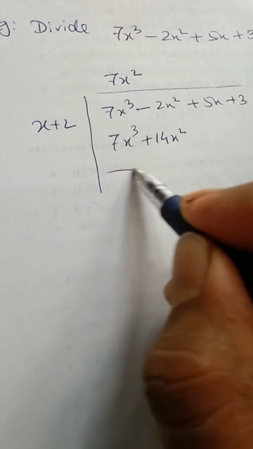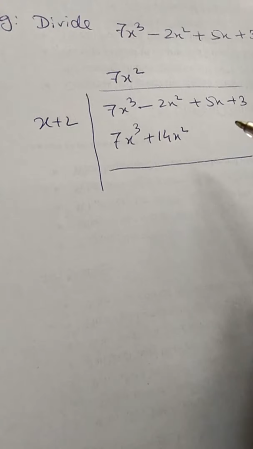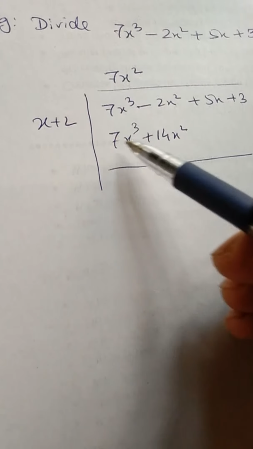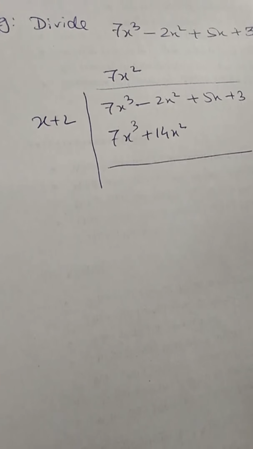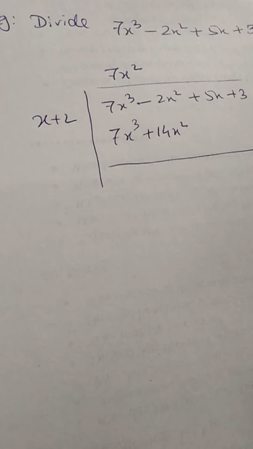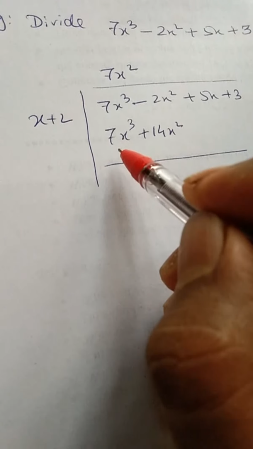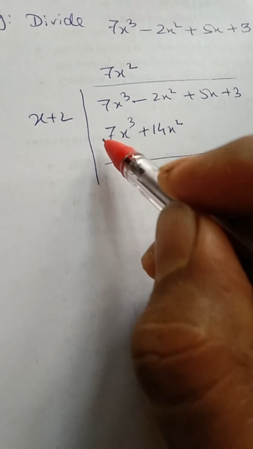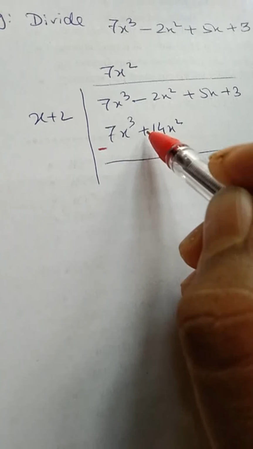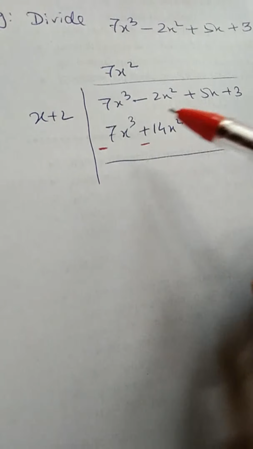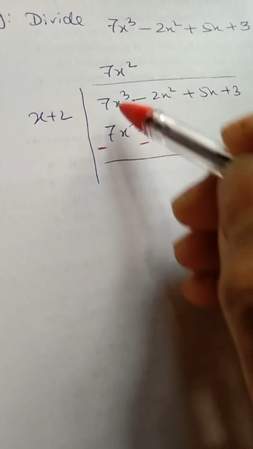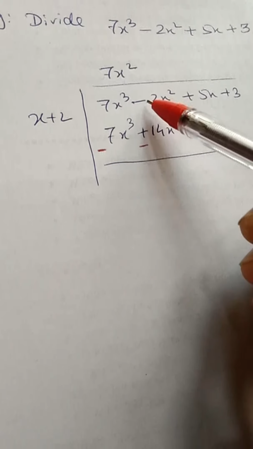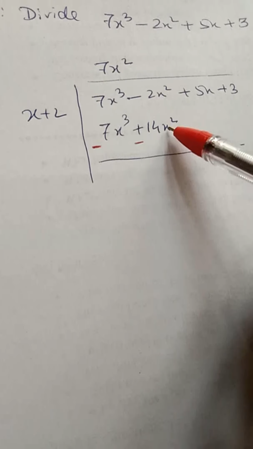Now as the process of division, we have to subtract this part from the previous one. So remember, when we subtract, then that sign will change. Sign means this plus will become minus, and this plus will also become minus. Now this 7x cube and this minus 7x cube will cancel out. Now here minus 2x square, and here this is minus 14x square.